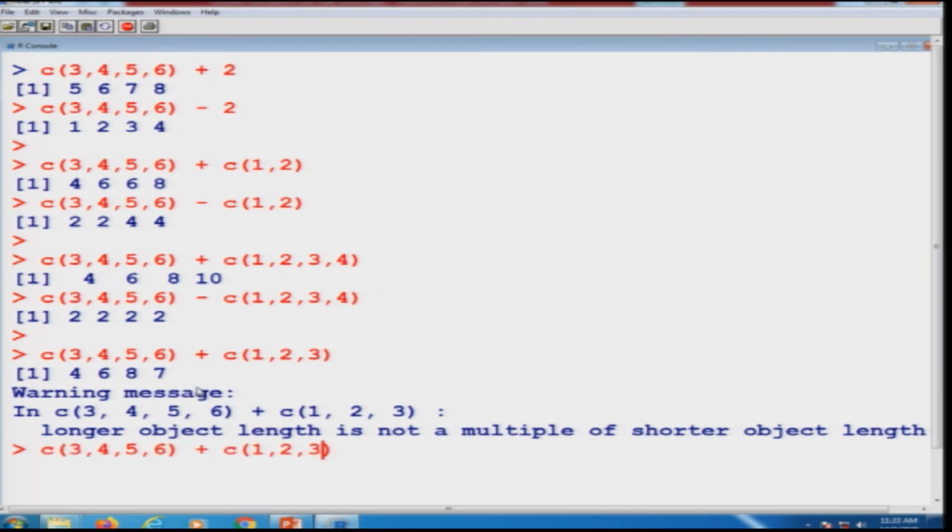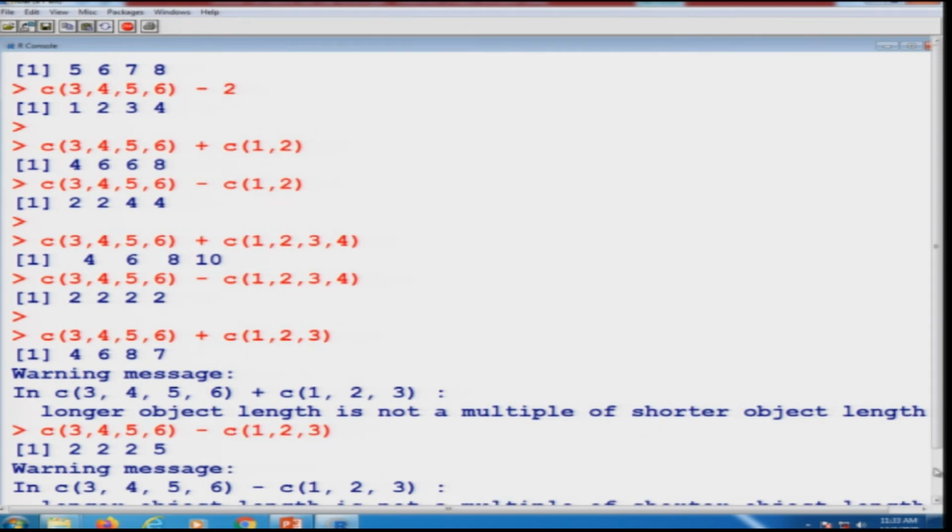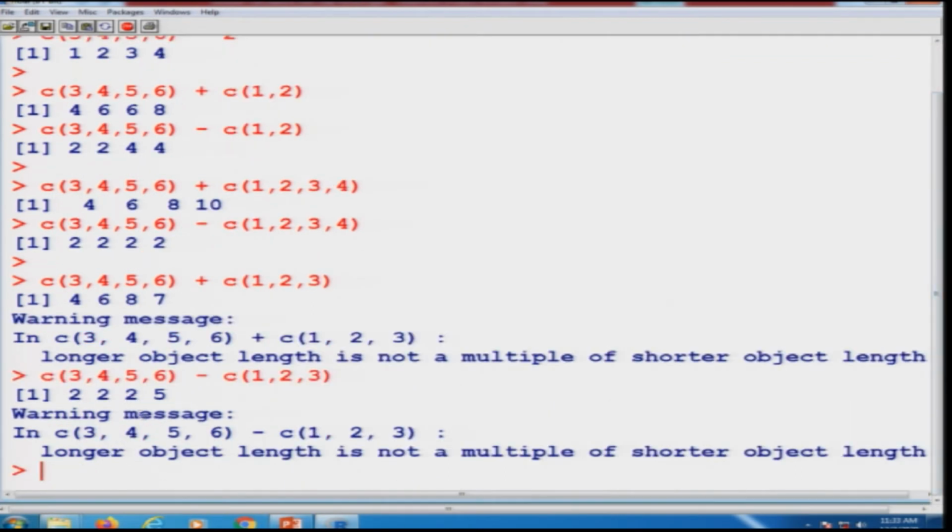And similarly, if you try to do the subtraction also, the same thing will happen. This 1, 2, 3 is going to be subtracted from the first three elements 3, 4, 5, and then 6 is going to be subtracted by 1, and so you get the answer 2, 2, and 5. And now after this, these two numbers 2 and 3 don't find any place in the first data vector where the subtraction can be done. So, it is not doing anything, but it is simply giving you a warning message.